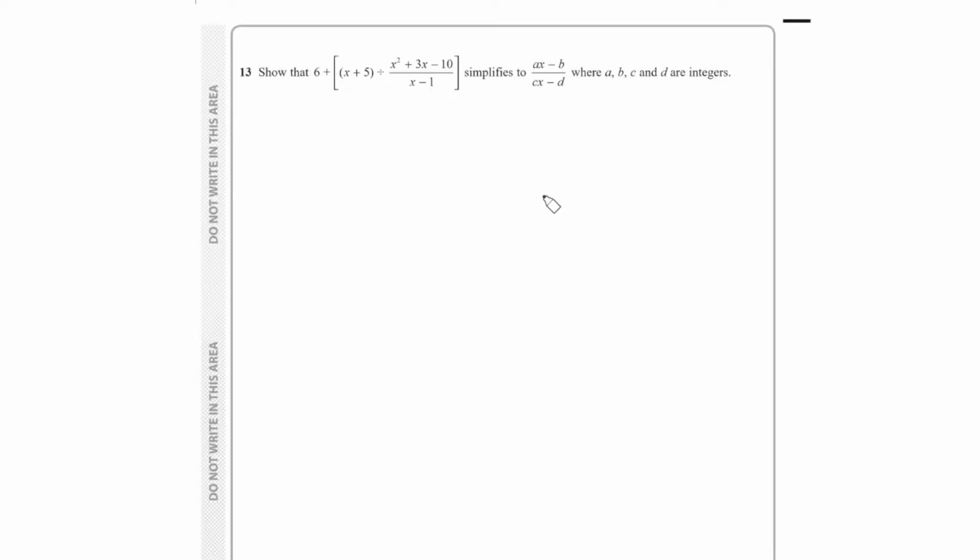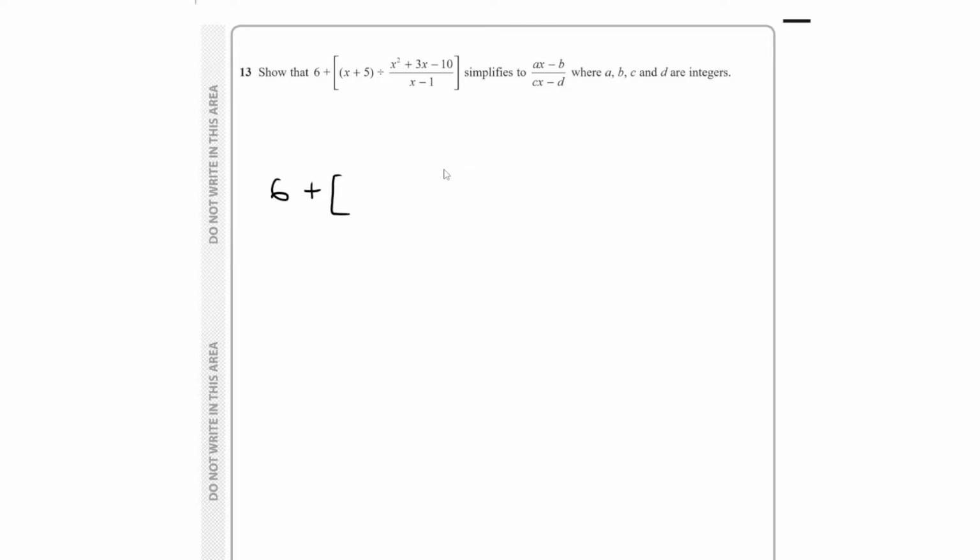So question 13, we've got algebraic fractions. This is the type of thing I mean by saying that I don't think you've had a big algebraic fractions one before, so maybe something like this might come up. Show that 6 plus, in brackets, x plus 5 divided by x squared plus 3x minus 10, over x minus 1 simplifies to ax minus b over cx minus d, where a, b, c, and d are integers. So when we are simplifying, I like to factorize as much as I can.